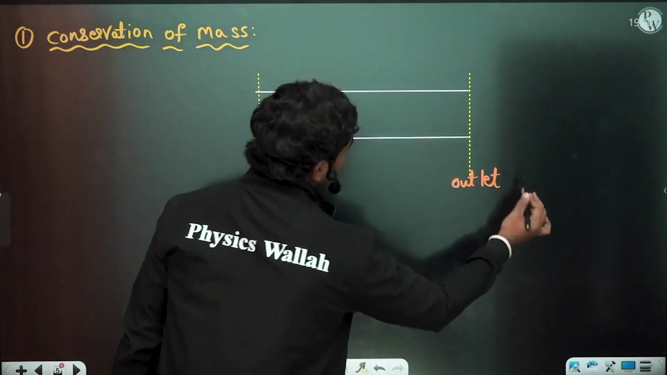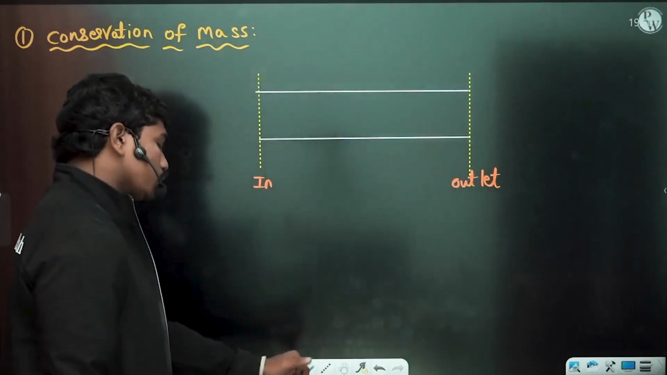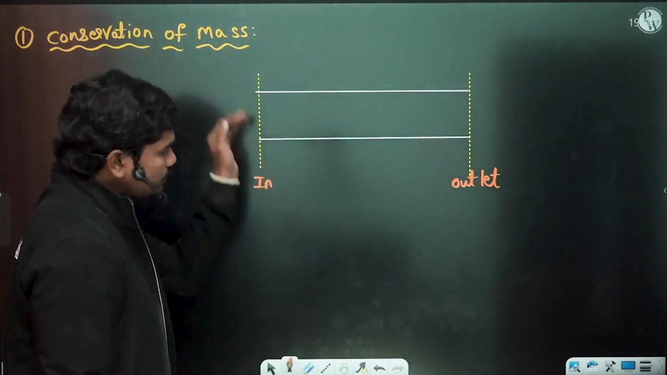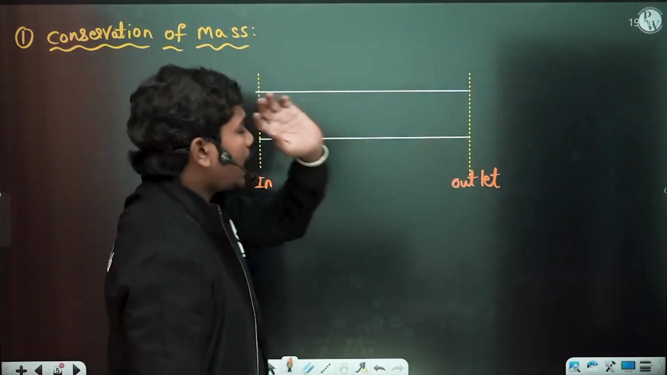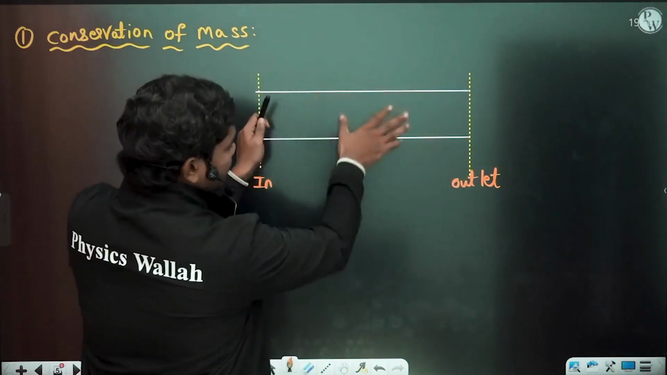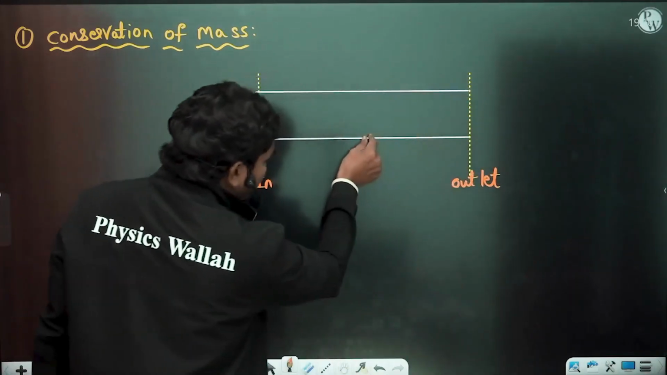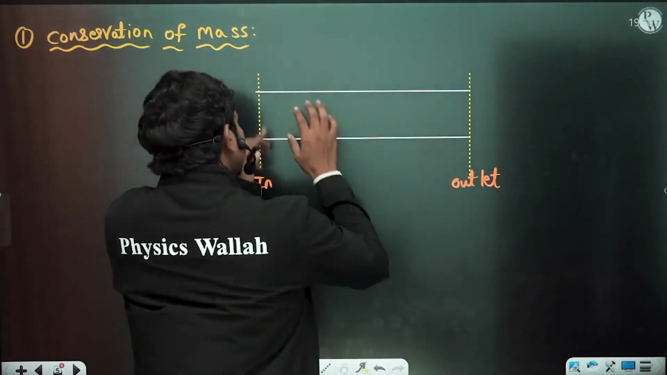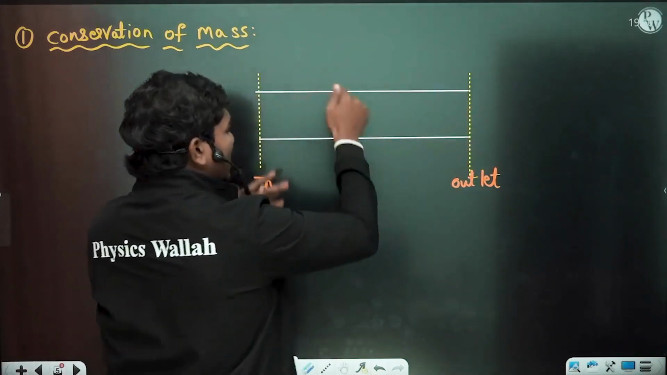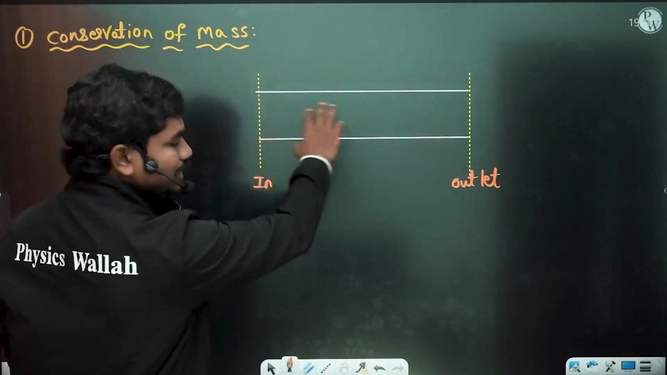Now your job is to find the mass of fluid. Let us suppose some fluid is flowing in this pipe, and your point of observation is what is happening in this region of the pipe. Let us suppose you have connected a manometer, whatever you have connected. Your focus is on this volume of the pipe, and let us suppose it is of some length L.